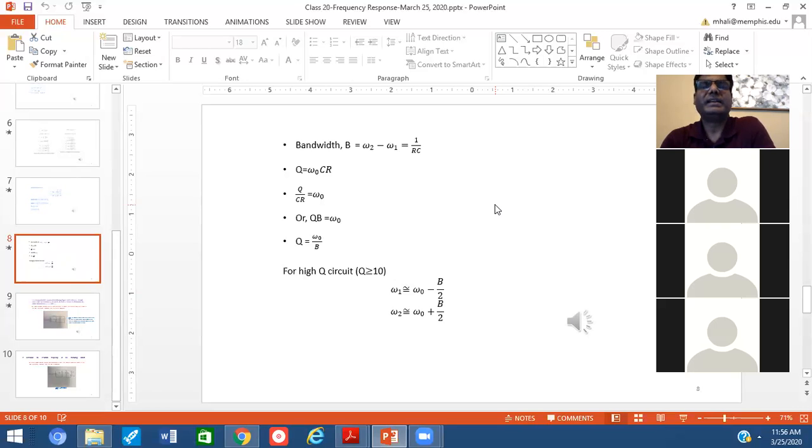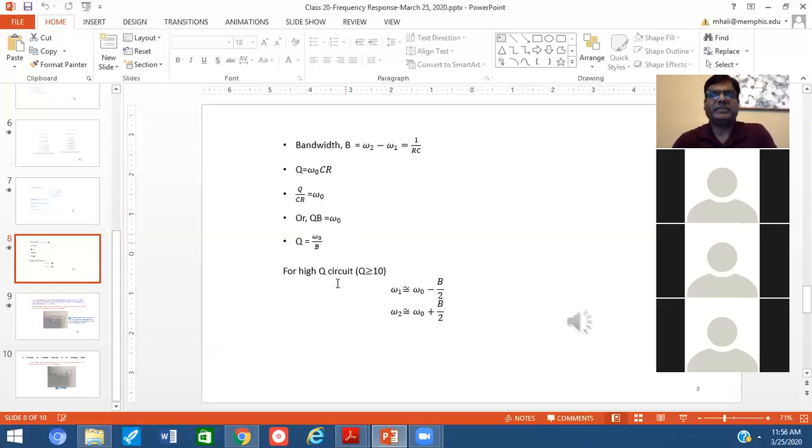And then next line I'm writing Q equal to omega naught RC, and then Q over C is equal to omega naught. And because bandwidth on the first line B equals 1 over RC, I'm substituting B for 1 over RC. That gives me Q equal to omega naught over B. And finally, Q equal to omega naught over B.